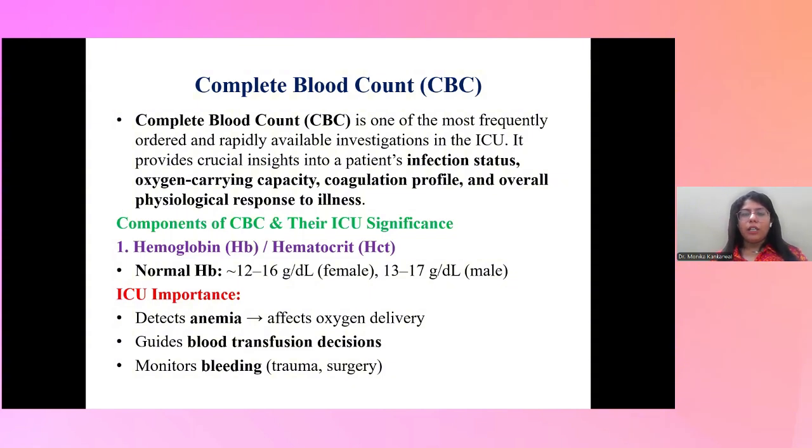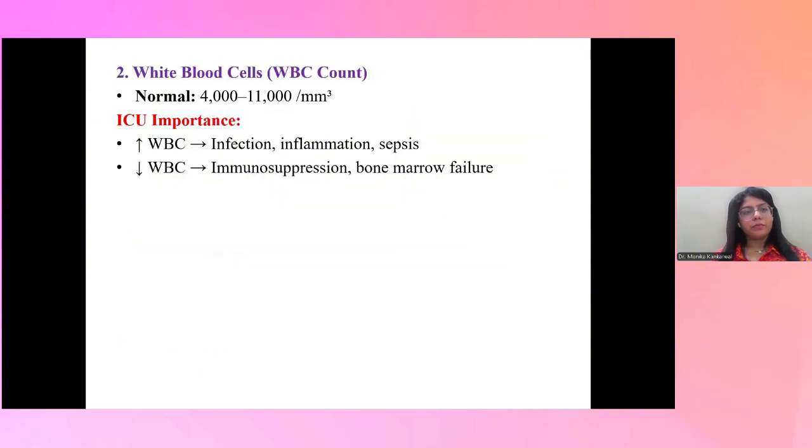So it will not only detect anemia but also guide in blood transfusion, and also monitors bleeding. So sometimes there is an internal bleeding which is hidden, which is concealed, and you are not able to identify it, and the patient is going into hypovolemic shock. So this can be easily interpreted and quickly detected through the CBC and through the hemoglobin.